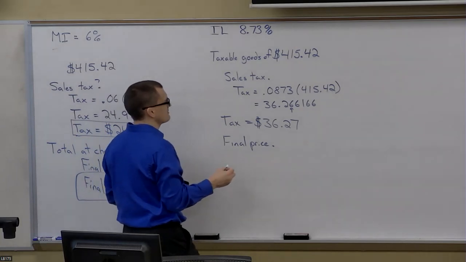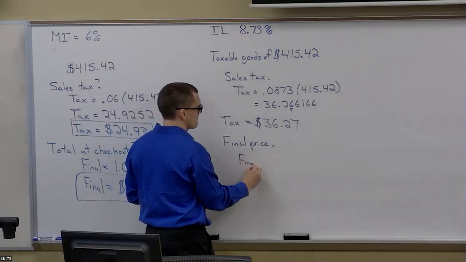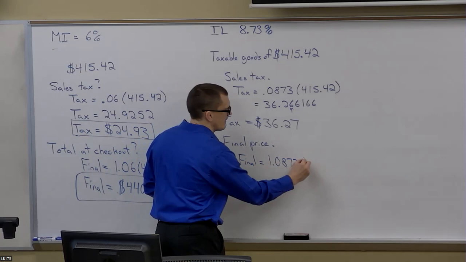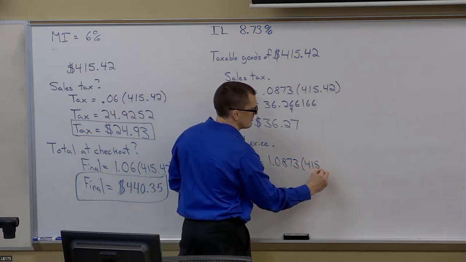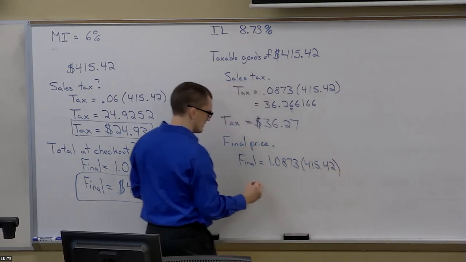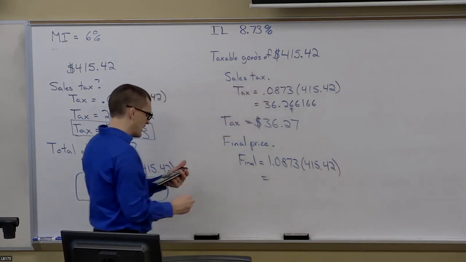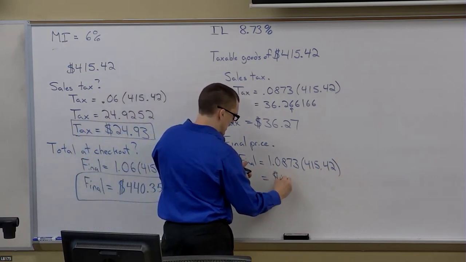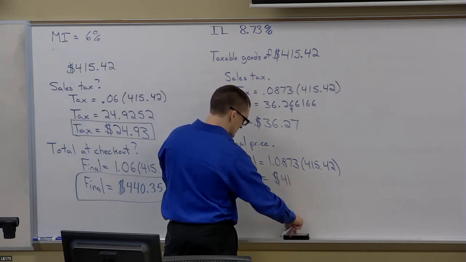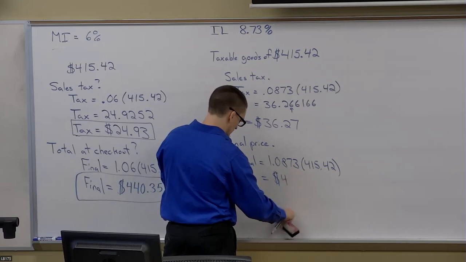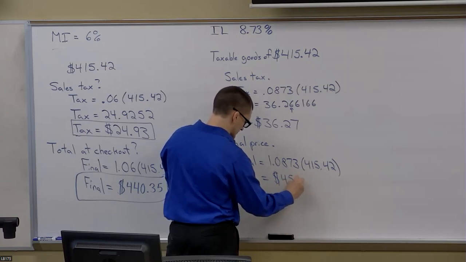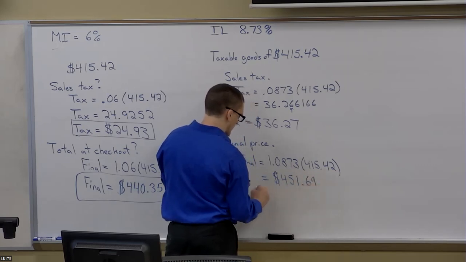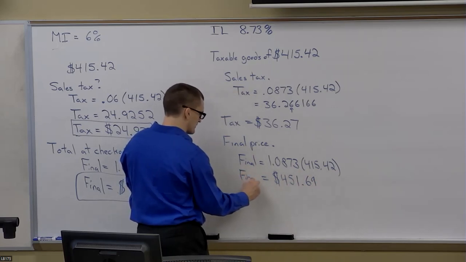The final price, similarly, will be 1.0873 times the 415.42. When I made that calculation, I'll do the rounding as well. I got 451, excuse me, almost put the 15 backwards, $451.69. And that was my final price.